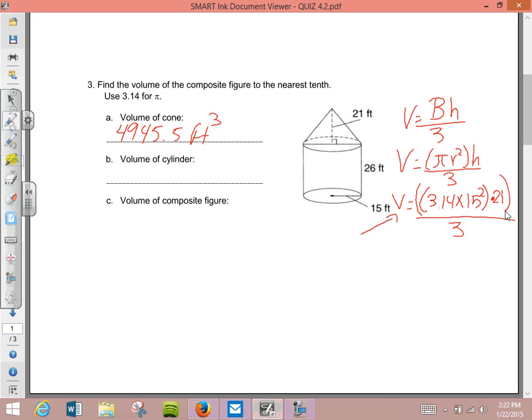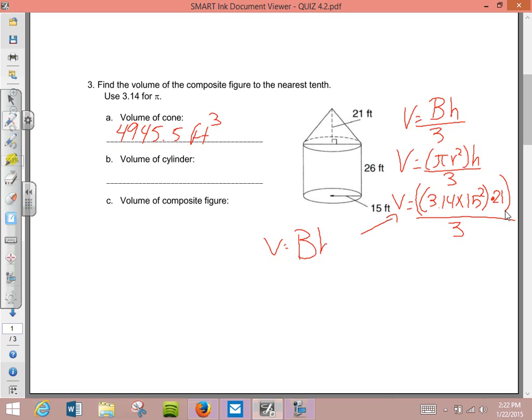So that's just, yes, one for the area of the base and the other one for the whole thing on top. That's just for the cone. That's just for the cone for now. So let's go with the cylinder. The cylinder should be pretty easy too, right? What is the formula for the cylinder?